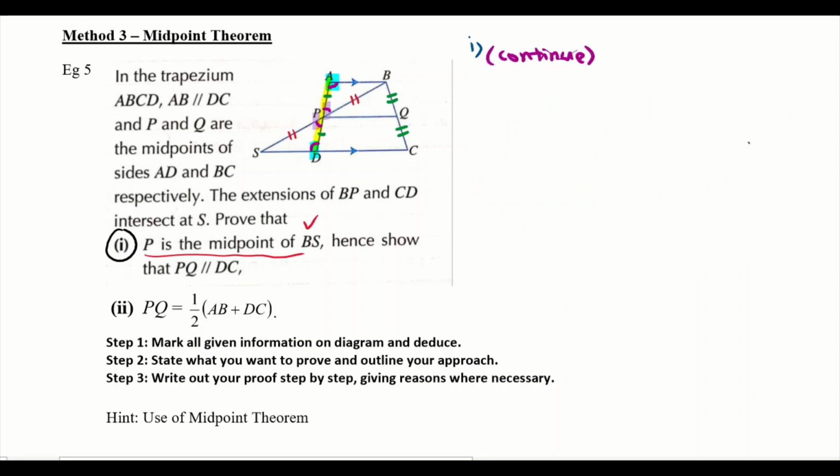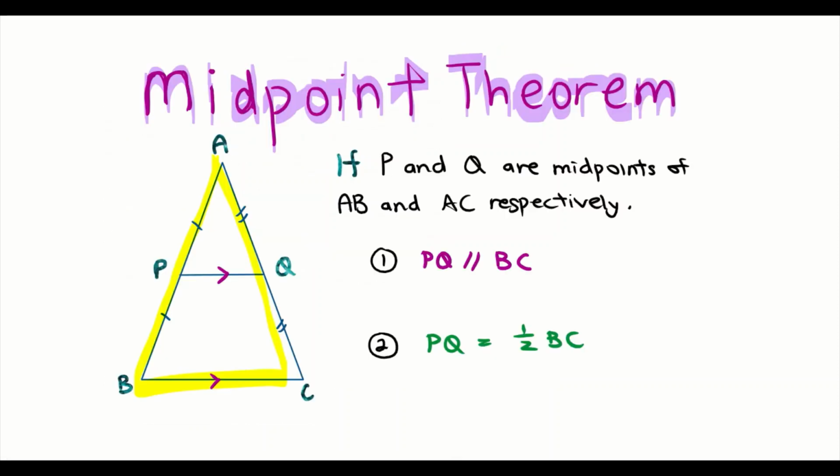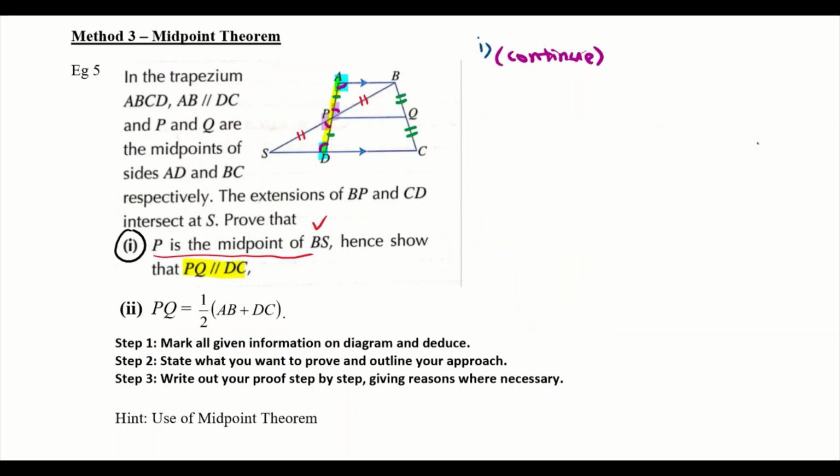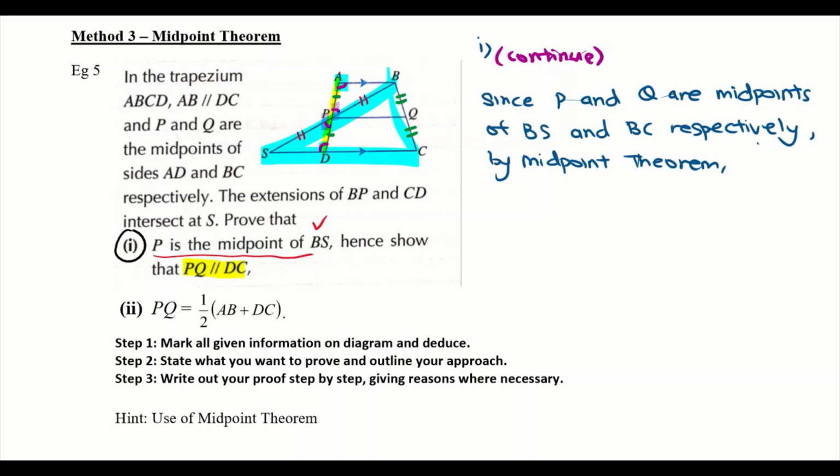So now, how do we prove that PQ will be parallel to DC? If we can recall midpoint theorem, there's a result of parallel lines from midpoint theorem. Looking at this diagram over here, can we use midpoint theorem's result to prove PQ is parallel to DC? Well, absolutely yes, because now we can actually have a triangle where we can clearly see that P and Q are midpoints of the sides.